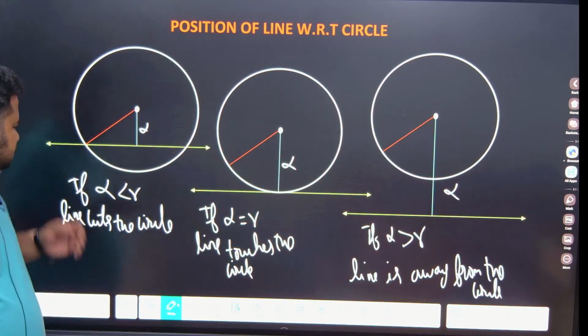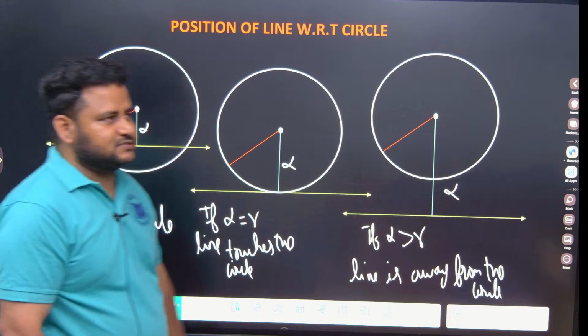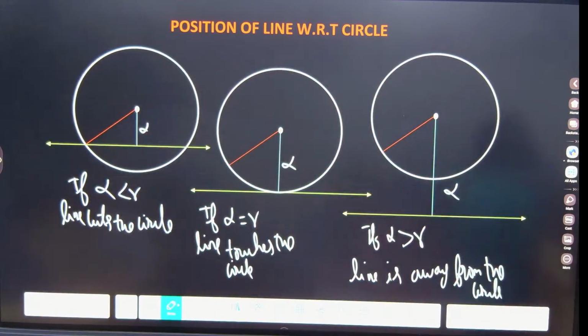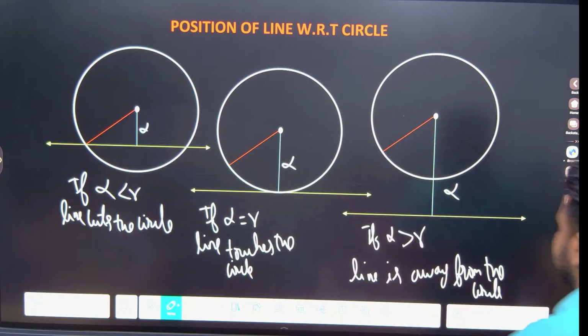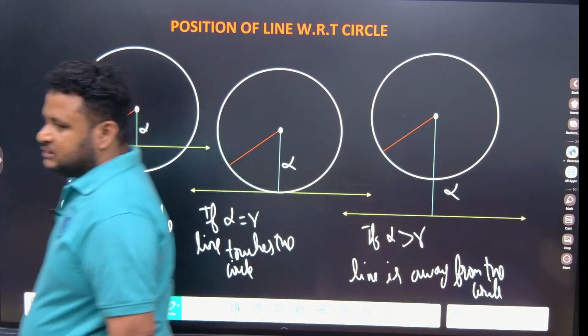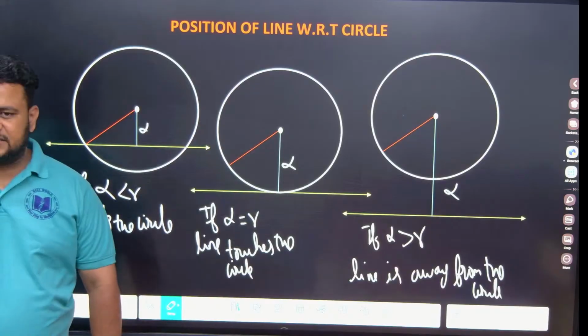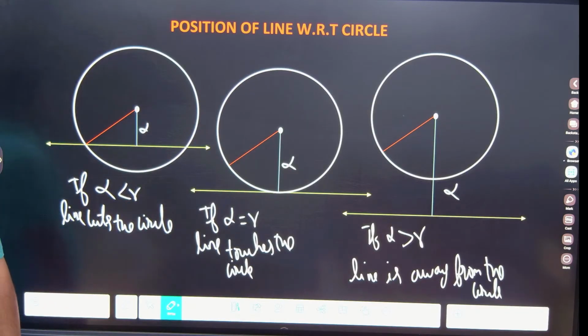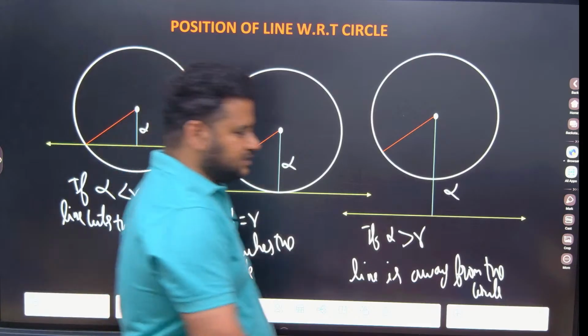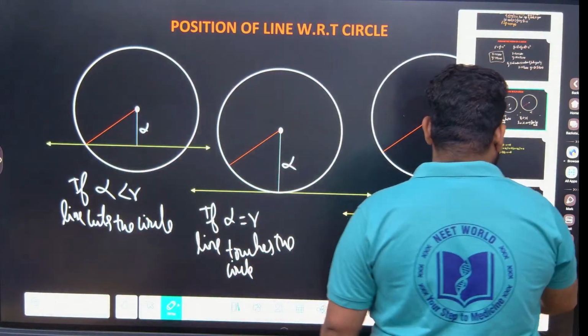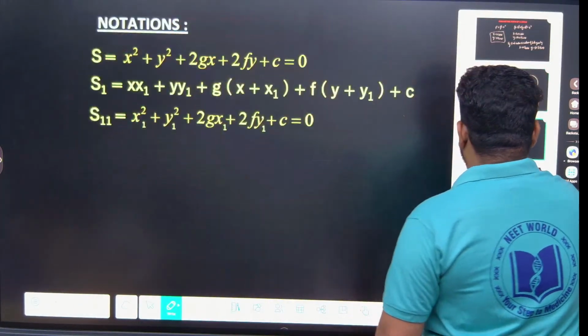So if alpha is less than the radius, it cuts the circle. Greater than the radius, it is away from the circle. Equal to the radius, it touches the circle. Clear? Got it? Next are some notations which you have to know.